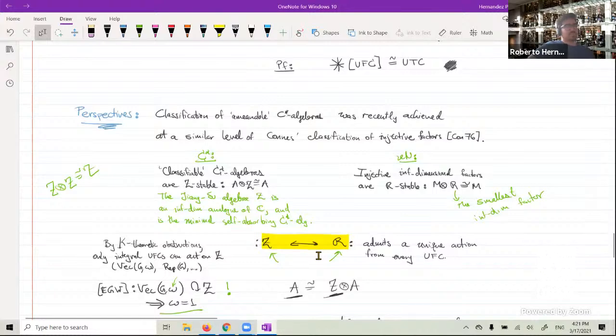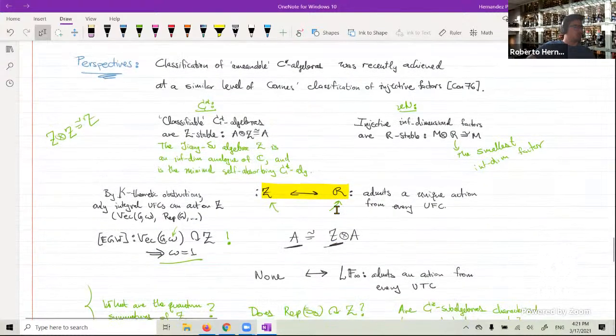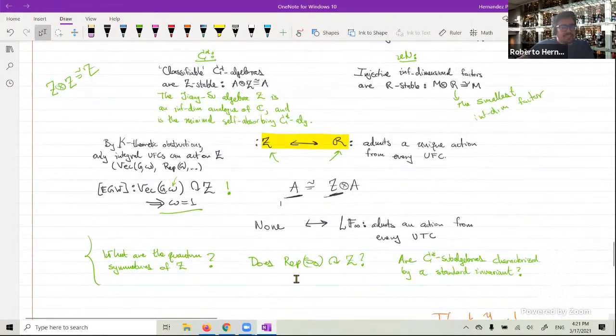But if you look at their quantum symmetries, R is super rich in quantum symmetries. Any UFC will act here. However, not even twisted vector spaces can act on the Yangtze. And even this question, right? It's kind of bothering. Does the rep category of S3, which has 3 simple elements, act on the Yangtze?